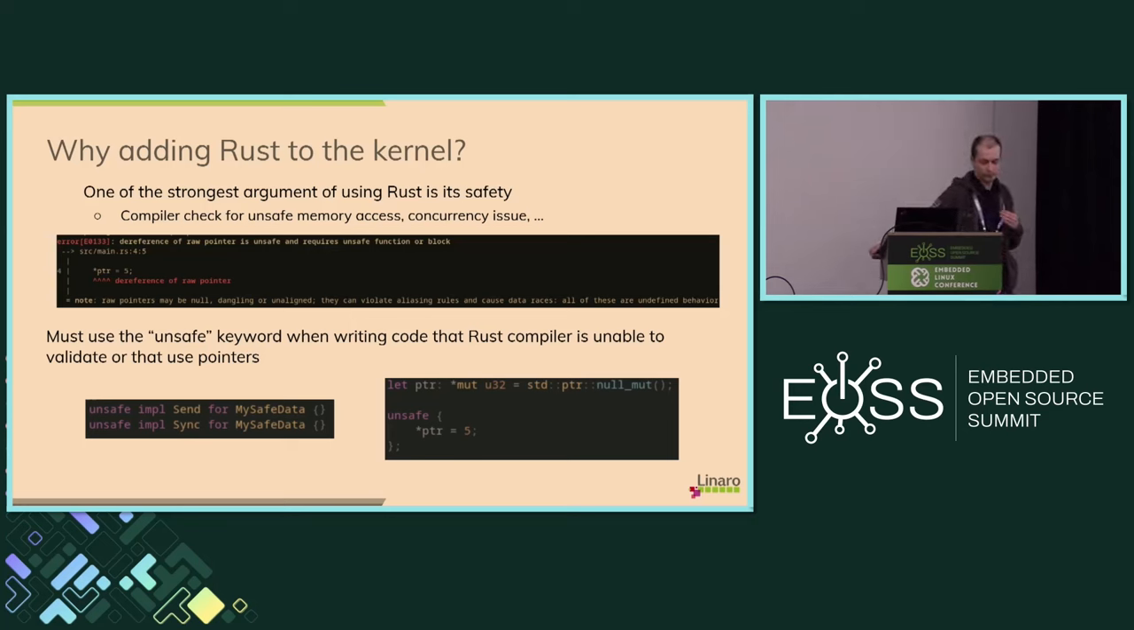For me, the main reason to add Rust to the kernel is safety. Rust will not let you compile code that directly manipulates pointers. You have to use a special keyword to say that it's unsafe. This allows you to make sure that when you do code reviews, you are looking at the unsafe part of the code to make sure that everything is correct. And for everything that is not in the unsafe block, the compiler is able to verify that the behavior is as expected by the standard.